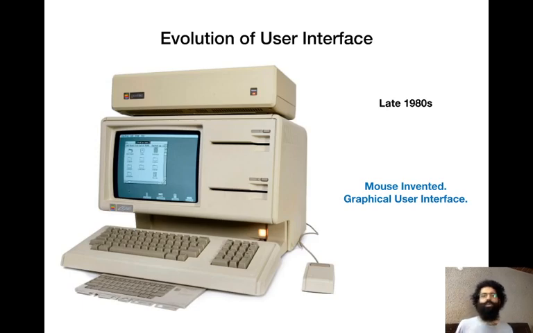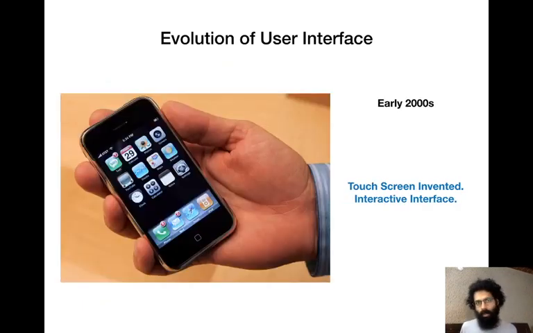So when GUI was developed, more people started using computers because the learning curve was low. A layman can technically use a computer with GUI. So what could be the next stage of user interface? Okay, we invented the mouse. What's next? Next is handheld devices, phones.